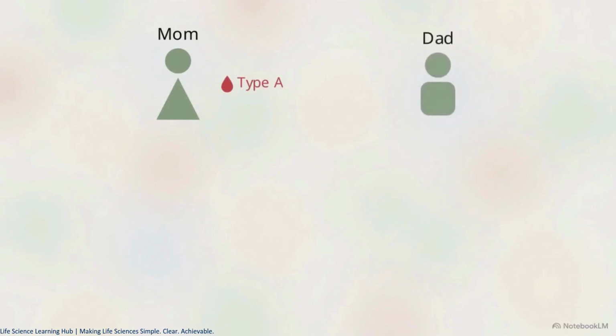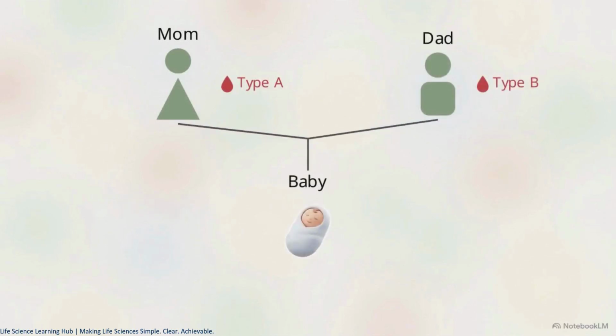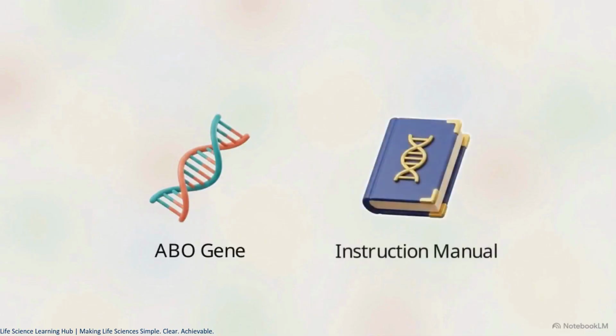Imagine a hospital room. A mother has type A blood and the father has type B, but the nurse hands them a baby with type O blood. Is this a medical mix-up, or is there a biological explanation for this result? To find out, we have to look at the ABO gene.